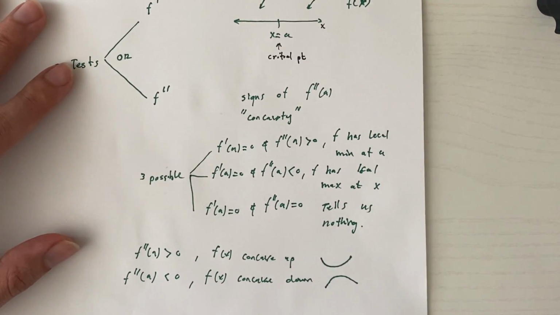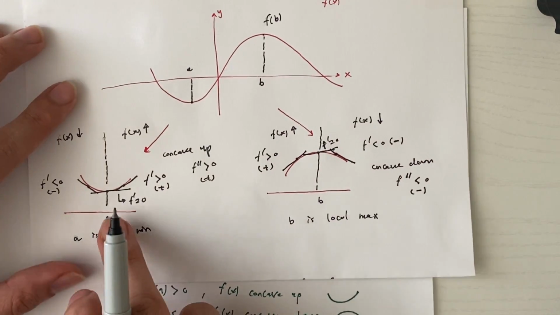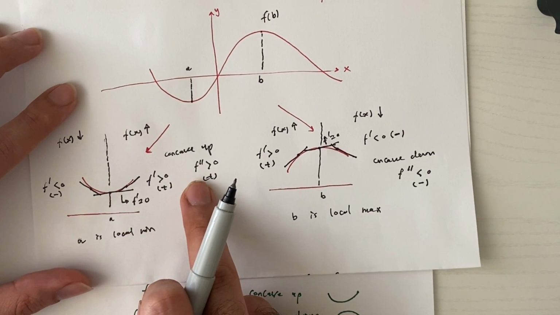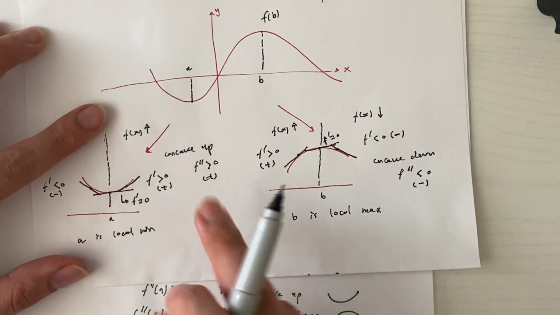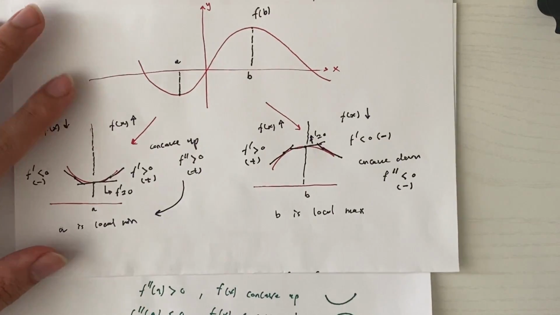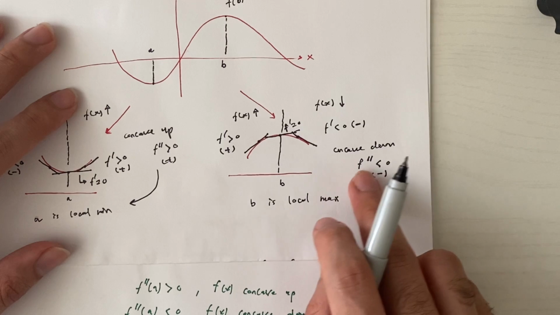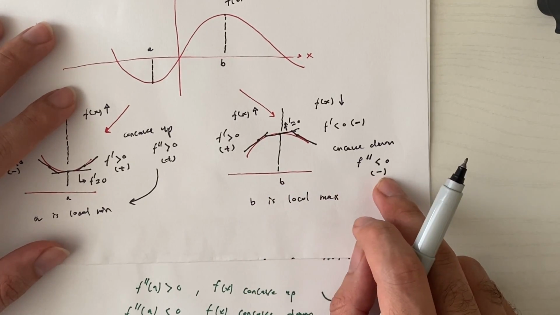So for an example here, let's apply the second derivative test. At a, it's concave up. Therefore, the second derivative there is positive, which means a is a local minimum. Now, in terms of b, since the shape is concave down, the second derivative there is negative. Therefore, b is a local maximum.